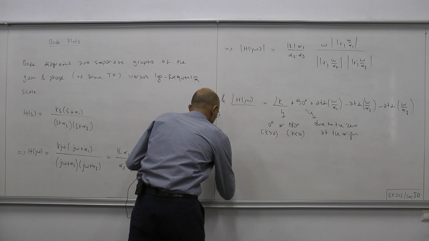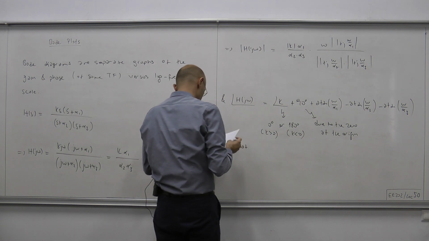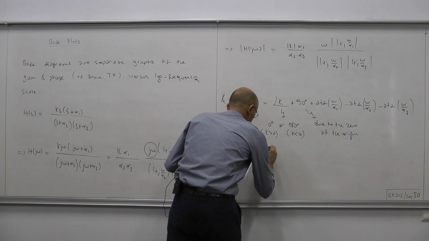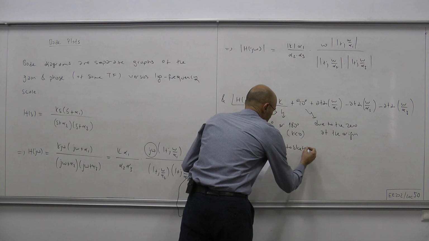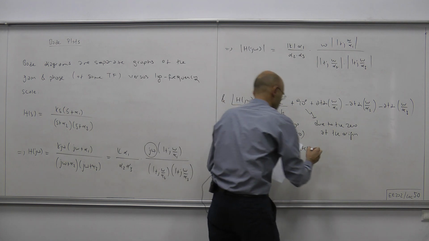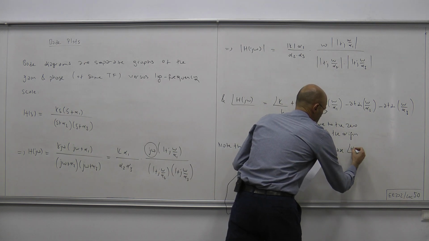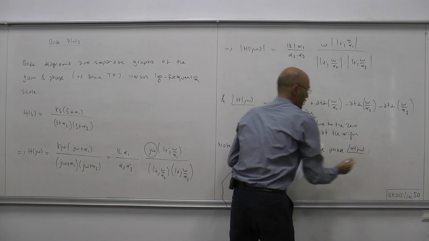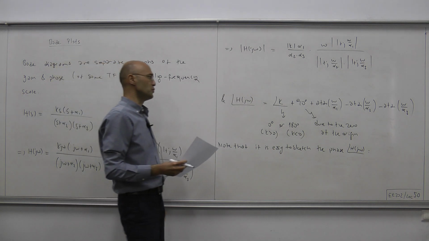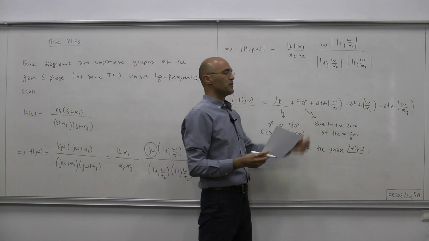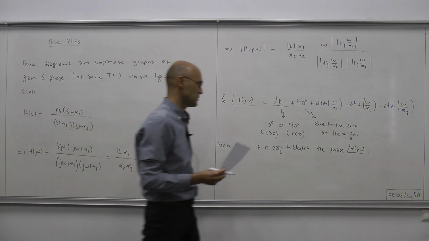Note that it is easy to sketch the phase of H of j omega, and the easiness is due to the fact that it can be written as a summation of a bunch of simple terms.